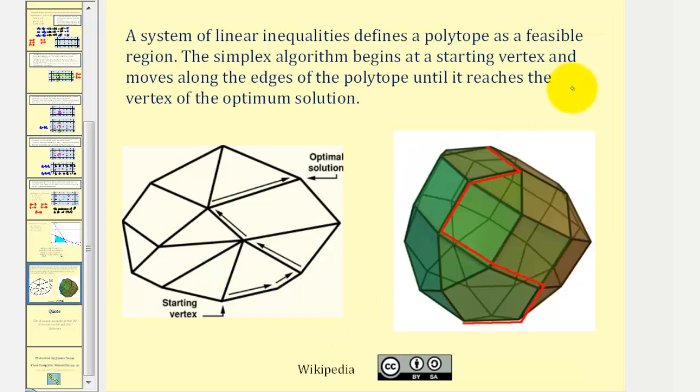When we apply the simplex method, the algorithm begins at a vertex, let's say here, and moves along the edges of the polytope until it reaches the vertex of the optimum solution.